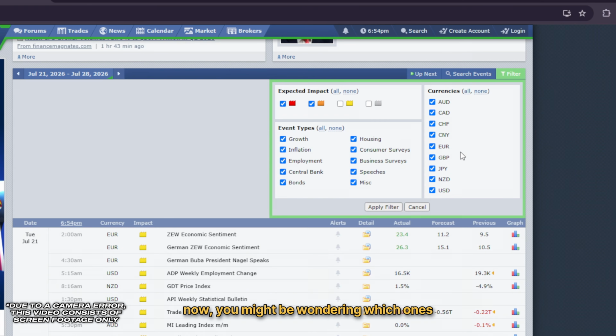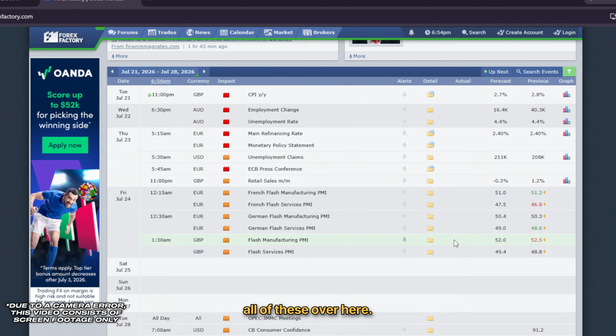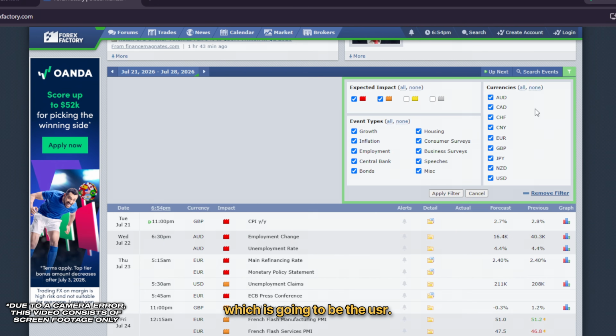Now, you might be wondering which ones are actually important. So obviously we have all of these over here. Based on whatever strategy you use is going to determine which news releases you actually need to pay attention to. So me, myself, I only trade Dow Jones and NASDAQ nowadays, meaning that I only need to focus on one economical outlook, which is going to be the USD. So I come over here, I click none, and I click USD.